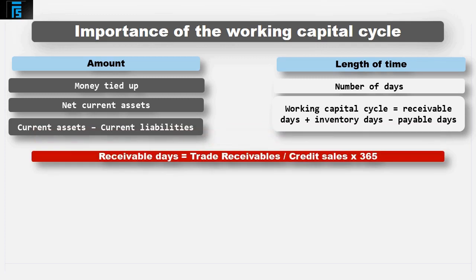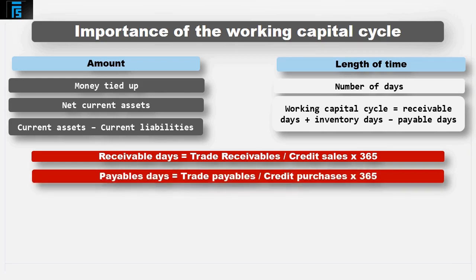Receivable days will equal trade receivables divided by credit sales multiplied by 365, the number of days in a year. Effectively, if receivables are £90 million and sales are £360 million, this suggests that a quarter of the year's sales are still outstanding, which equates to 3 months or approximately 91 days, a quarter of 365.